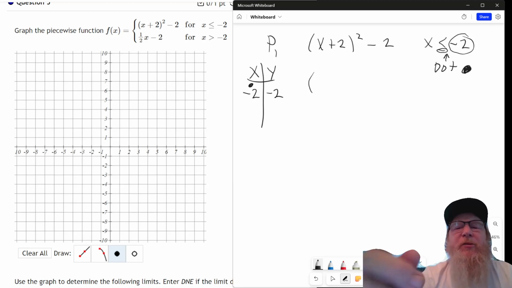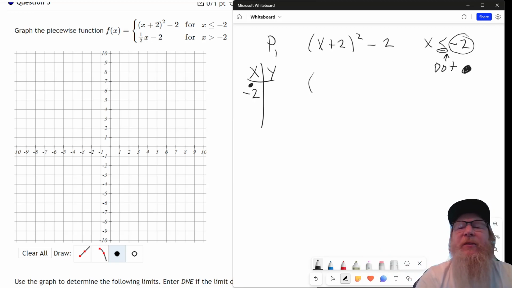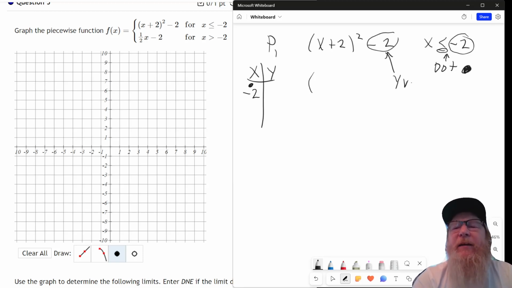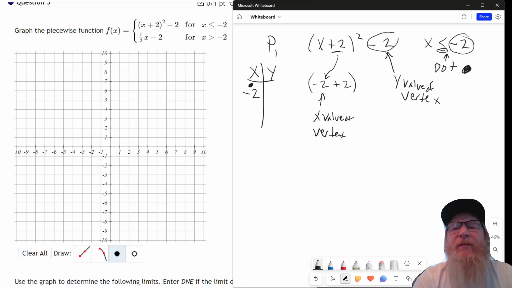And then suppose you don't know that the y value is -2. You can actually tell by this. This is the y value of the vertex. You should probably remember this from algebra. When you plug in the opposite of this coordinate, that's the x value of the vertex. So the x value of the vertex is the opposite of 2, which is -2. This becomes 0.